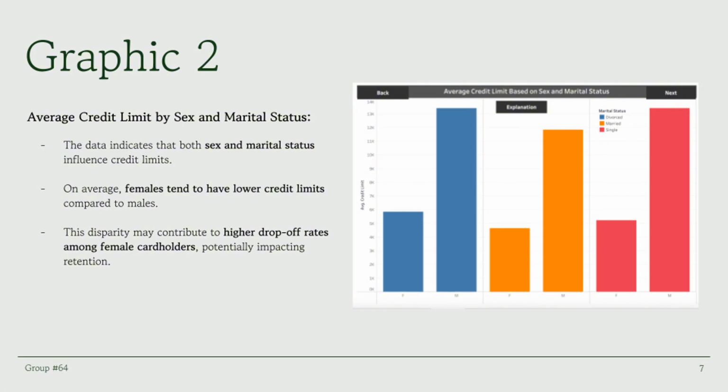Graphic 2. Our second graphic investigates how average credit limits vary by gender and marital status. The data shows males consistently receive higher credit limits than females, regardless of marital status. This disparity could be a contributing factor to dissatisfaction among female cardholders, potentially influencing attrition. We also see significant differences across marital statuses, with single and married males receiving the highest credit limits. These patterns might point to underlying perceptions of creditworthiness that merit deeper investigation.